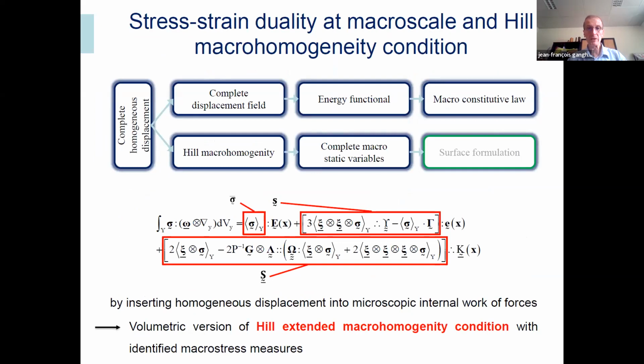One theoretical aspect is the Hill macrohomogeneity condition. So how do we prove the Hill extended lemma? It is just to insert into the microscopic work of internal forces the homogeneous displacement that we have obtained before. And this allows us to identify the expression of the macroscopic static variables versus the Cauchy stress. So this is a volumetric version of the Hill macrohomogeneity condition.